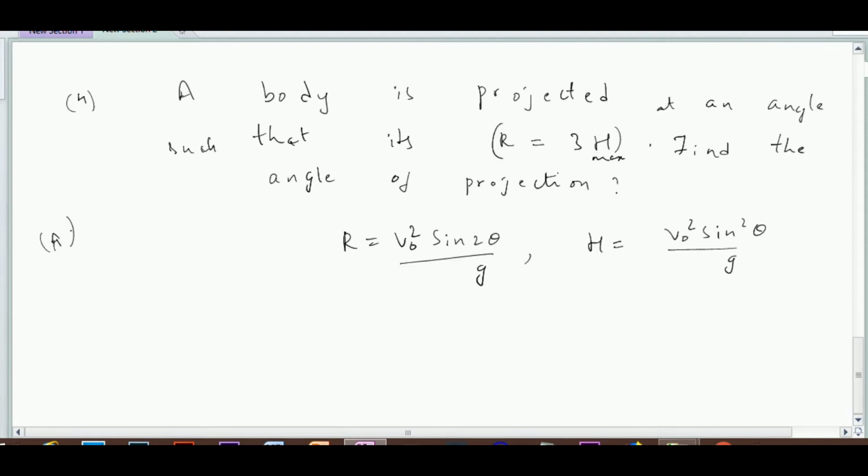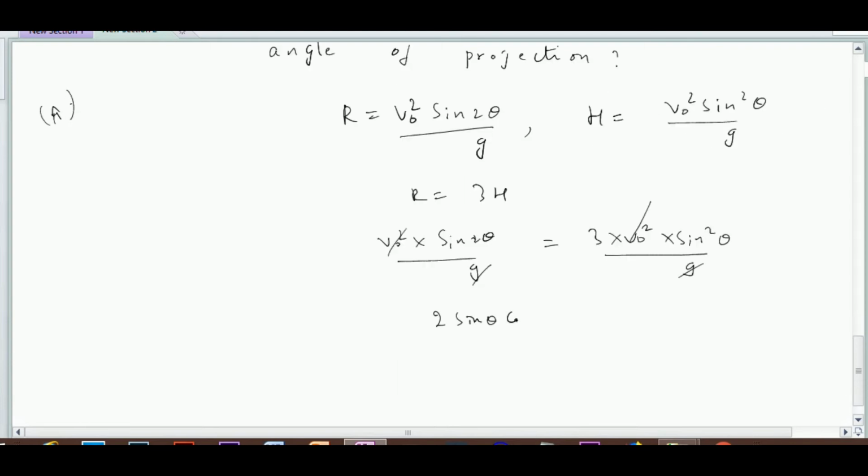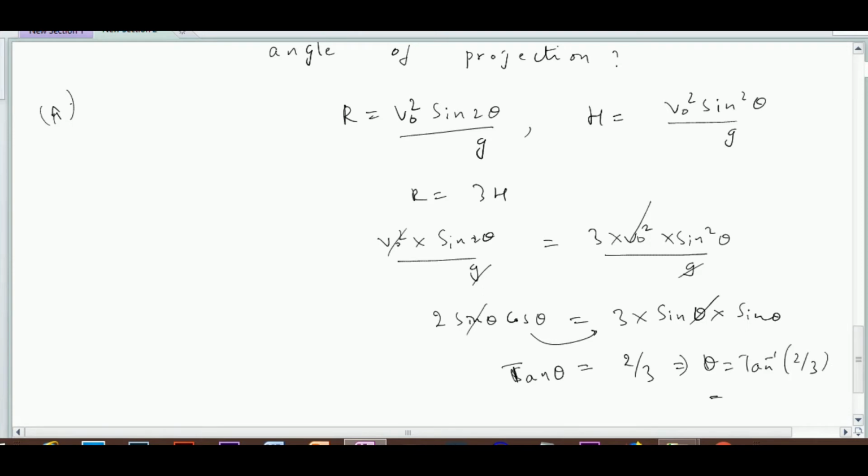So as the condition is given as R is equal to 3H, let us simply substitute the derived formulas in the condition. If we substitute, we'll get v0 square cancelled, g cancelled, and sine 2 theta expanded: 2 sine theta cos theta is equal to 3 into sine theta into sine theta. So finally, if we send cos theta that side, we'll get tan theta is equal to 2 by 3. So the angle of projection will be theta is equal to tan inverse of 2 by 3. Just calculate with a calculator and let me know in the comment section what is the angle.